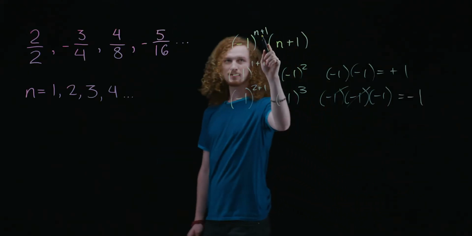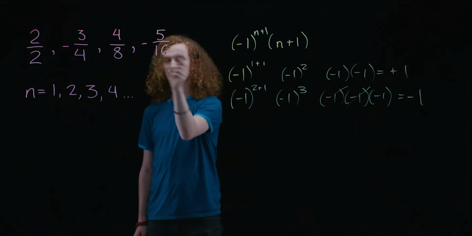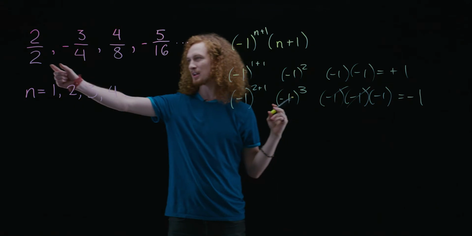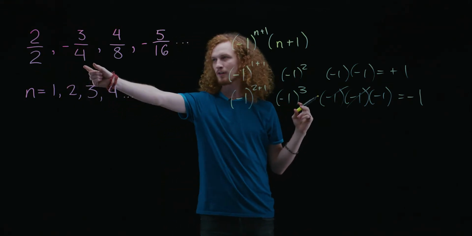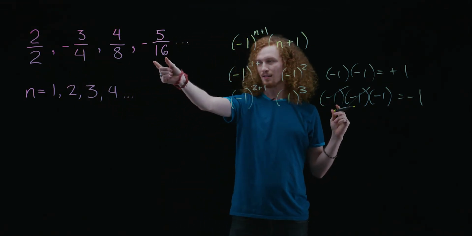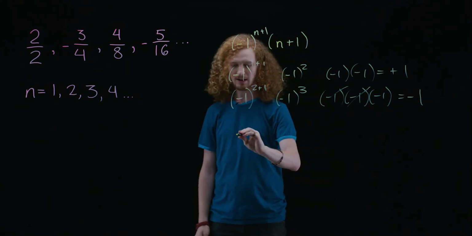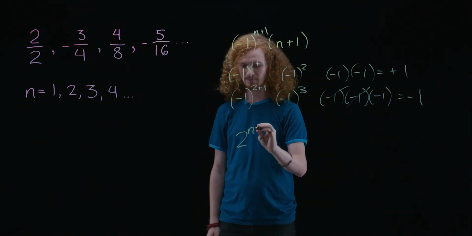This means that every other term is going to be the opposite of the one before it, so we're almost there. The final step is to include the denominator, which is going 2, 4, 8, and 16. In other words, it's increasing by powers of 2, which would be represented by 2 to the n.